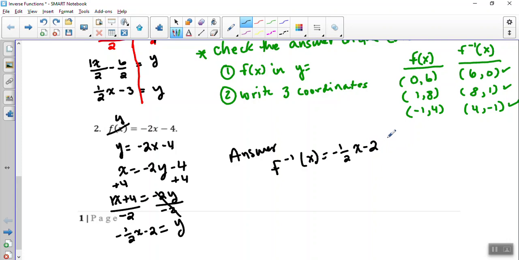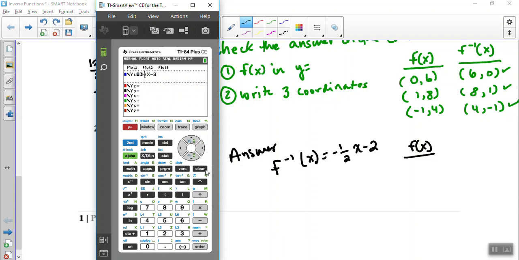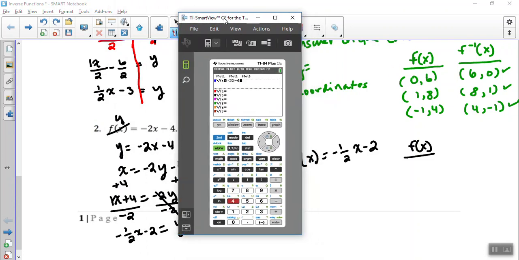Okay, so before I say this is my answer, let me check. It takes not that long to check and make sure you got the answer right. So for f of x, my original function here, it is negative 2x minus 4, so I'm going to put that in my calculator. My f of x is negative 2x minus 4. Let me make sure that was it. Negative 2x minus 4, okay?